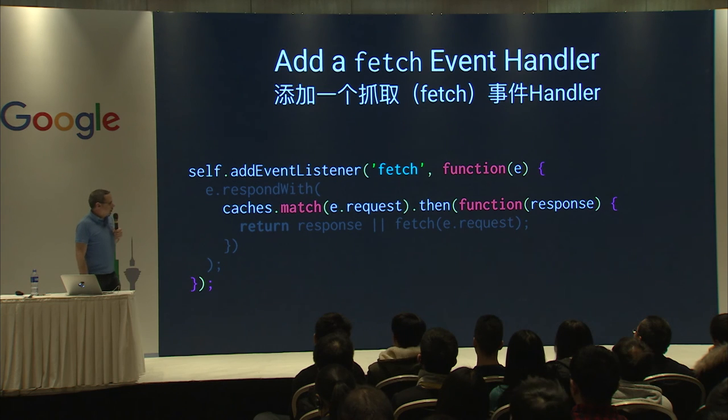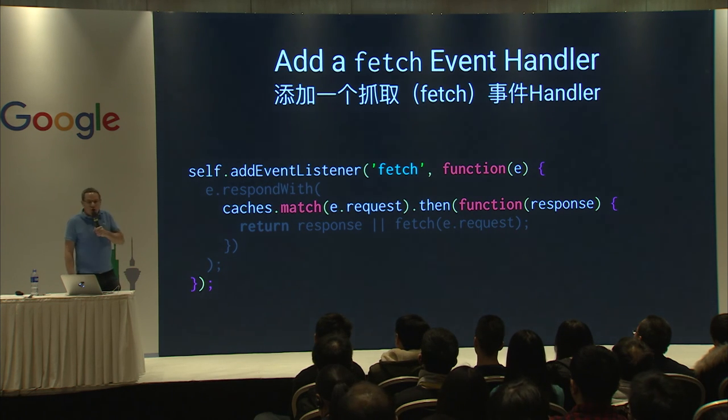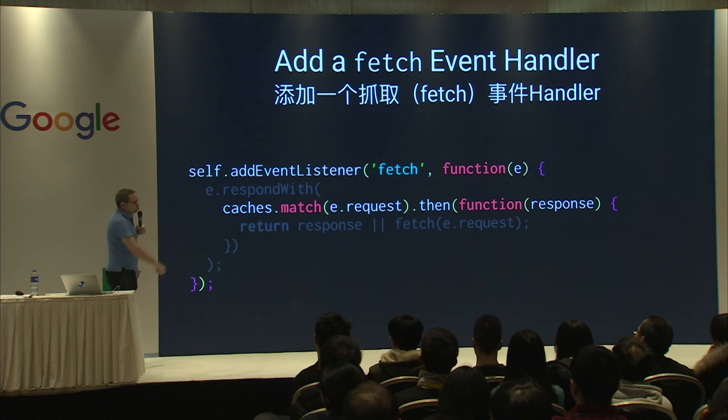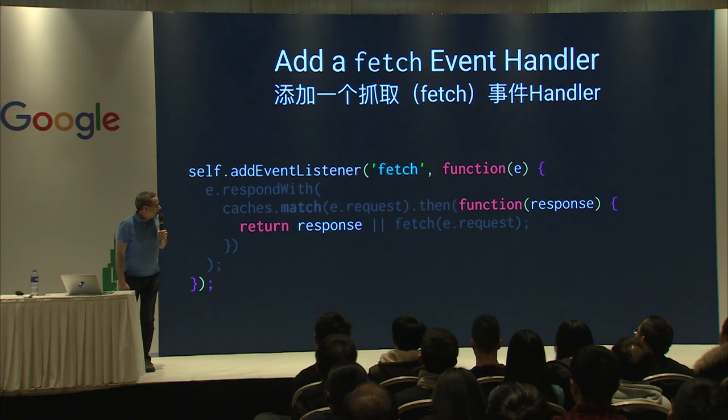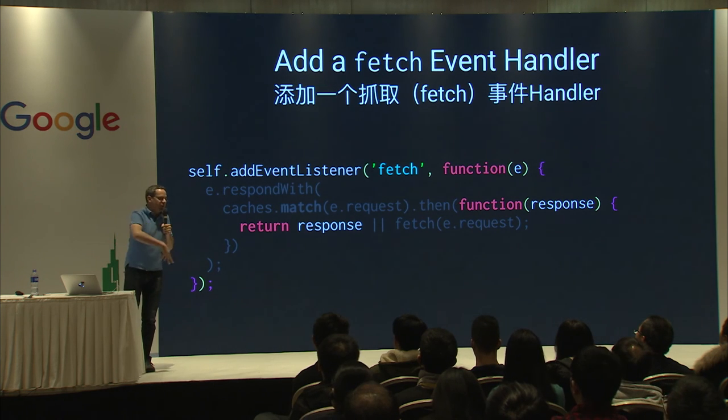So in this particular case, we're going to say, hey, do we have anything in our cache that matches this request? So caches.match e.request, is there anything there? Well, if there is, let's return that. So it comes immediately from the cache.